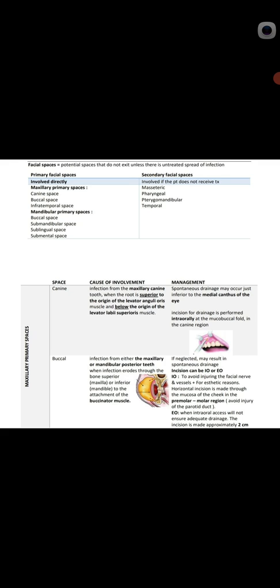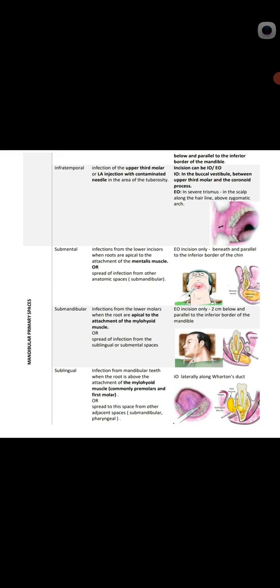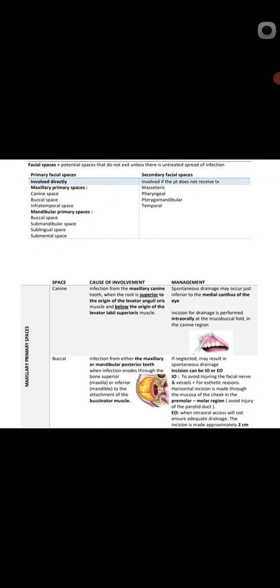Today is the 7th video of the rapid revision course of oral and maxillofacial surgery, which is very important for NLE, MDS, NBD as well as for BDS students. In this video we will discuss space infection or facial space infection, also known as facial spaces. Now we will discuss the definition of facial spaces or facial space infection, then types and each type's detail.